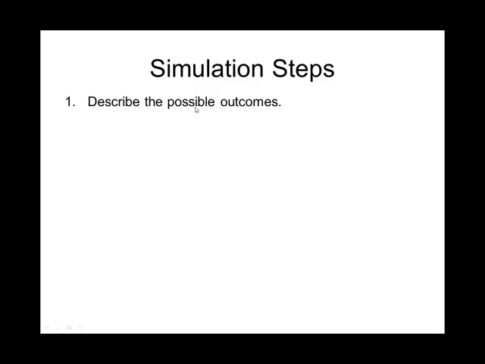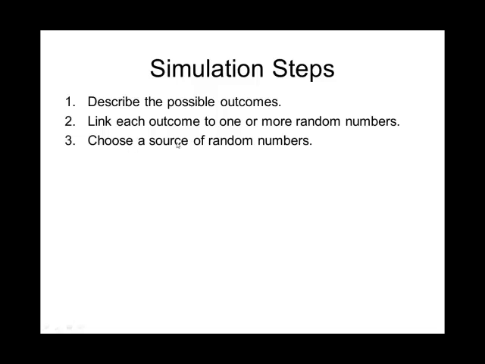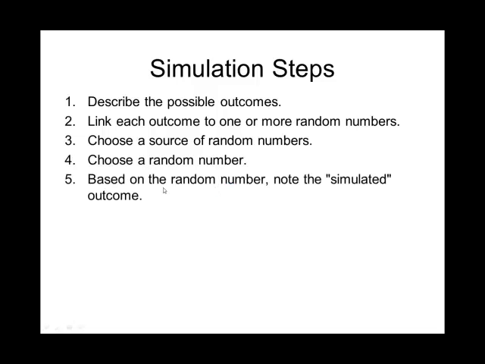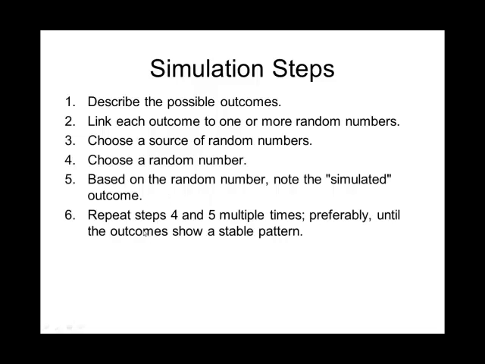First thing, we're going to describe the possible outcomes. We're going to link each outcome to one or more random numbers. We're going to choose a source of random numbers. Then we're going to choose a random number. Based on the random number, note the simulated outcome. Repeat steps 4 and 5 multiple times, preferably until the outcomes show a stable pattern. Then we're going to analyze the simulated outcomes and report the results.